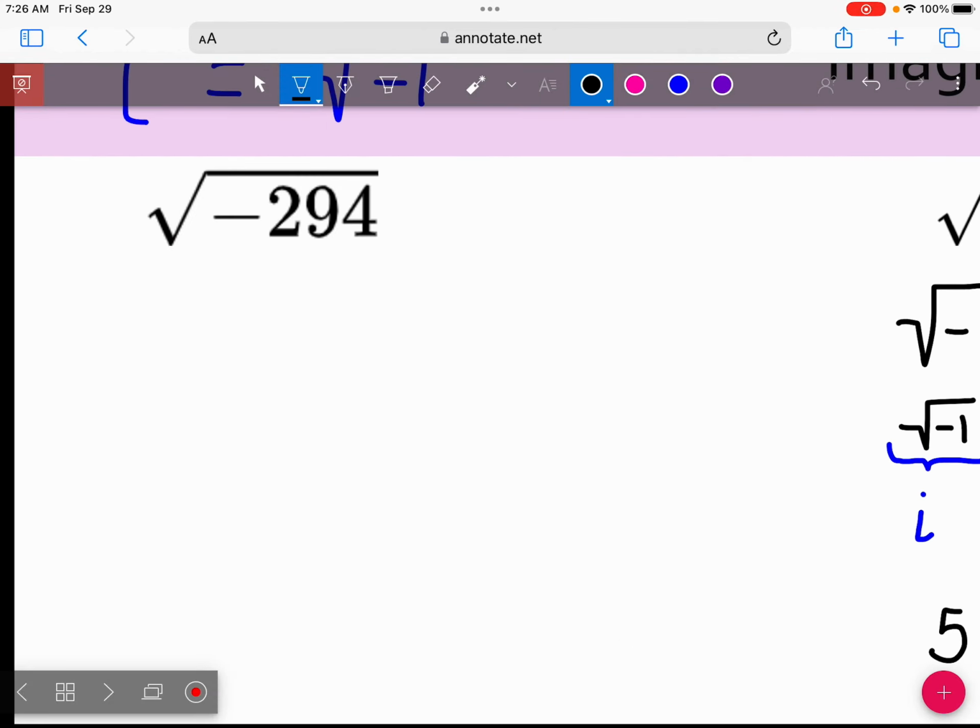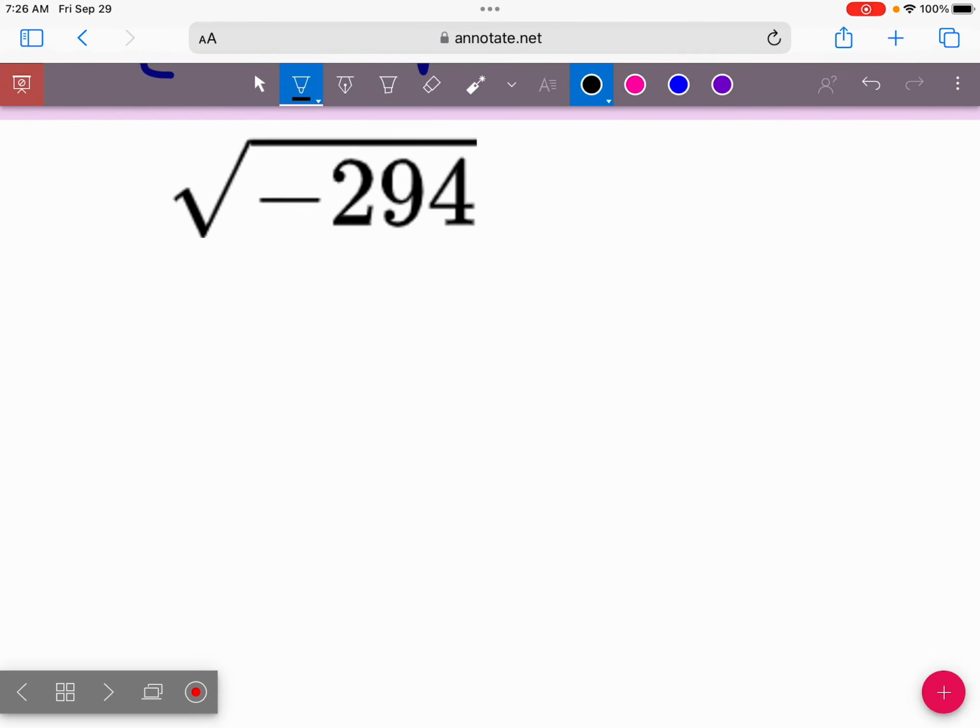Because we're going to do the same thing with the 294. We're going to take our calculators because we can utilize tools. And we're going to see what numbers divide into 294.